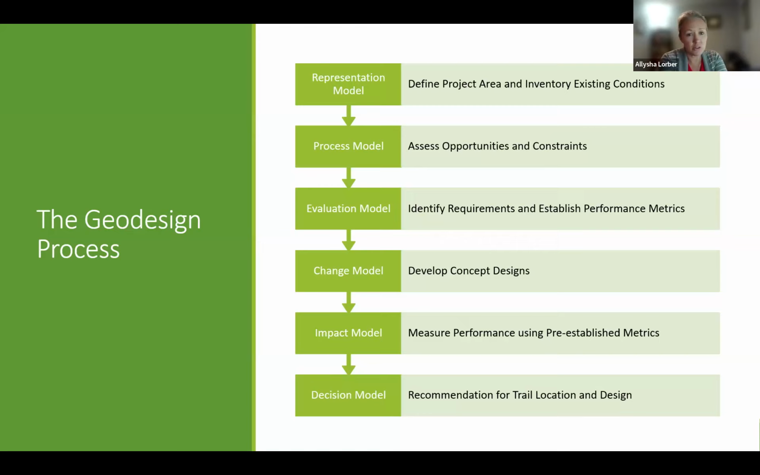Then you go into a change model, which I equate to developing concept plans and concept designs, different alternatives, because one concept design usually isn't enough if you're really exploring all of the options. Rarely is there one concept design. Then you go to an impact model, which is when you measure the performance using those metrics that you established earlier and see how these compare to each other and what might be the best concept design. Finally, a decision model is where you make a recommendation. And for this, we're going to be recommending what our trail location and design should be.